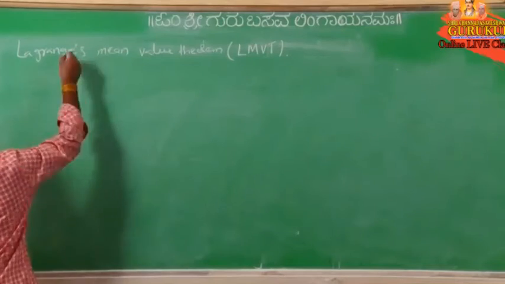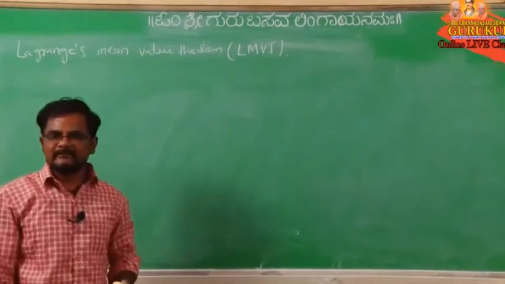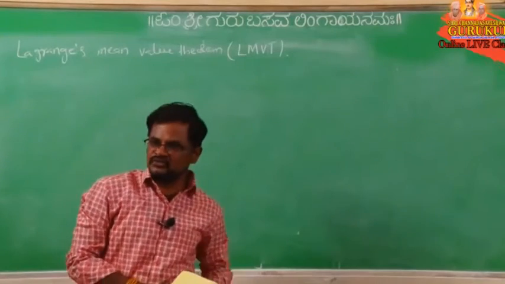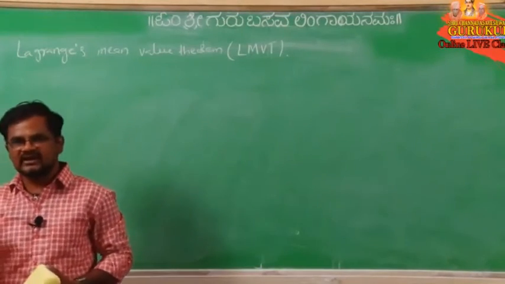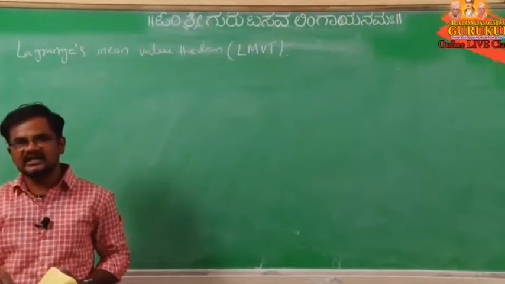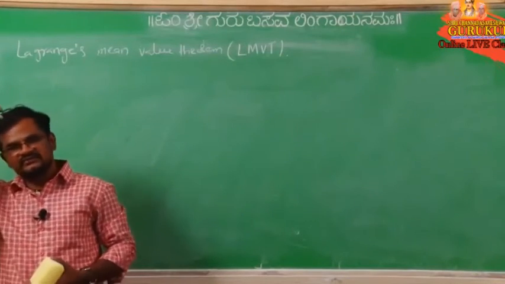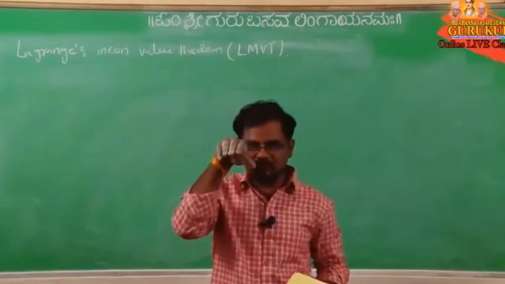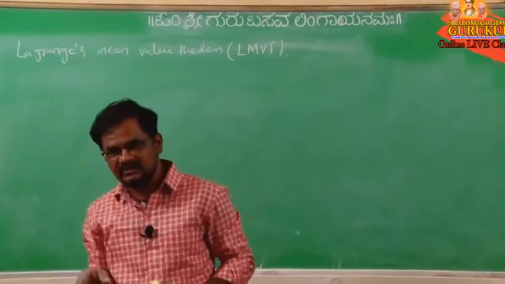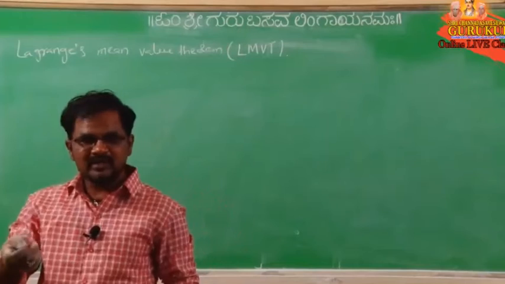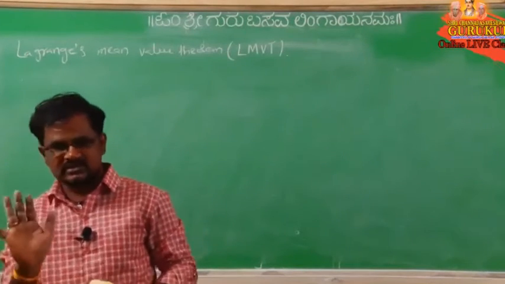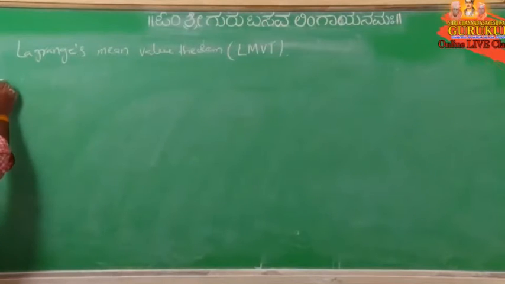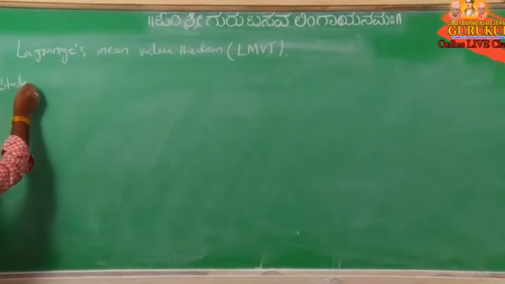What is Lagrange's mean value theorem? First, Rolle's theorem statement: f is a mapping from closed interval [a, b] to R, a function satisfying three conditions. f is continuous on closed interval [a, b], and f is differentiable on open interval (a, b). Third, f(a) equals f(b). Then there exists at least one point c where f'(c) equals 0.